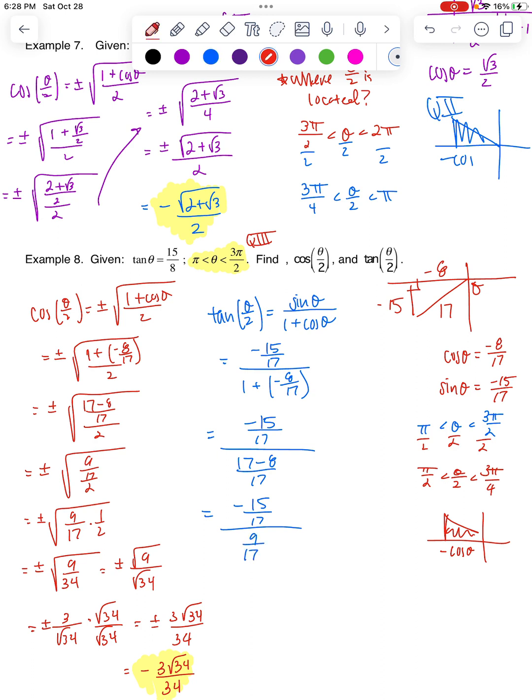Again, we have a fraction divided by a fraction, so I'm going to take the reciprocal of my second fraction and multiply that out. So then this becomes a negative 15 over 9. And then we can simplify this even more to a negative 5 over 3. And we are done.